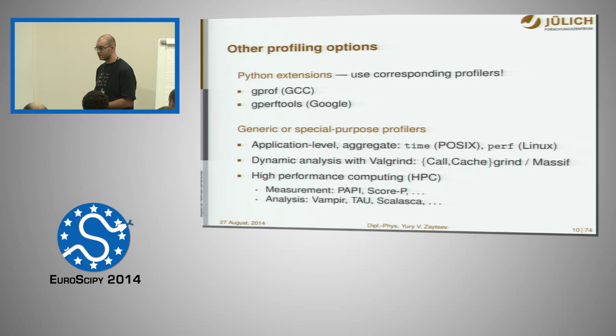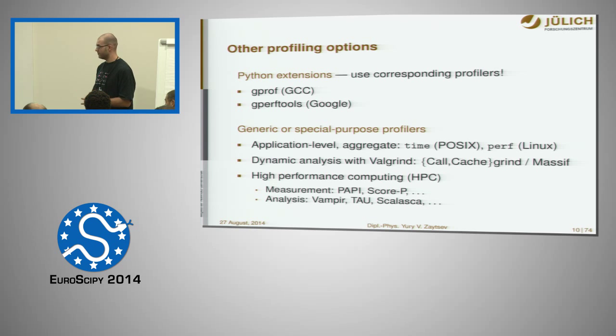Valgrind is a framework for implementing dynamic analysis tools for performance analysis and correctness checking. Specific tools of choice are Callgrind, which is a method level profiler, and Cachegrind, which is more geared towards finding out how efficiently you are using the cache lines of the CPU, how many faults you have, and things like that. And Massif, the memory analyzer.